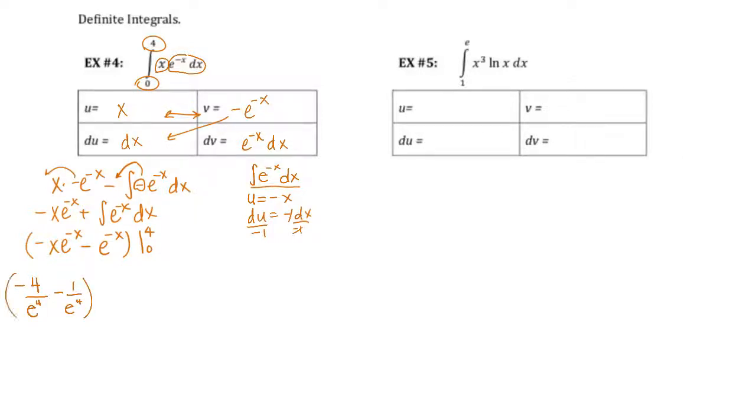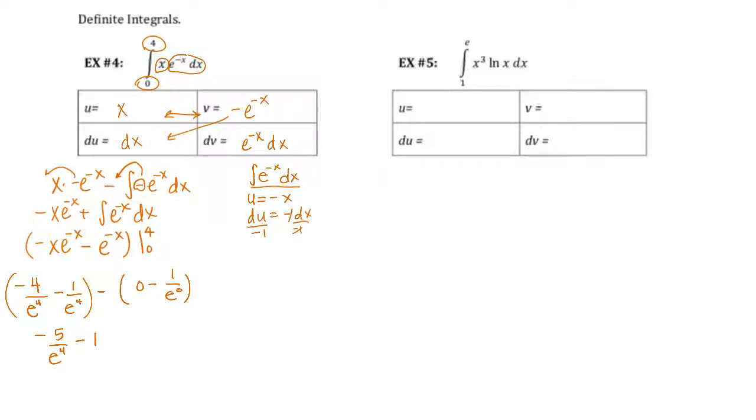So there's our first parentheses, minus, and we're going to plug in 0 for the next one. So we're going to have 0 minus 1 over e to the 0 power. This other part we can combine because it does have a common denominator. So that's going to be negative 5 e to the 4th, 5 over e to the 4th. And then over here minus 1. And that should be our final answer.